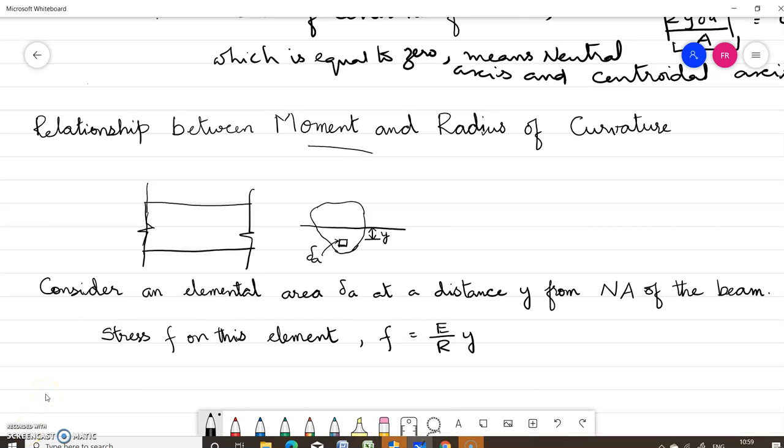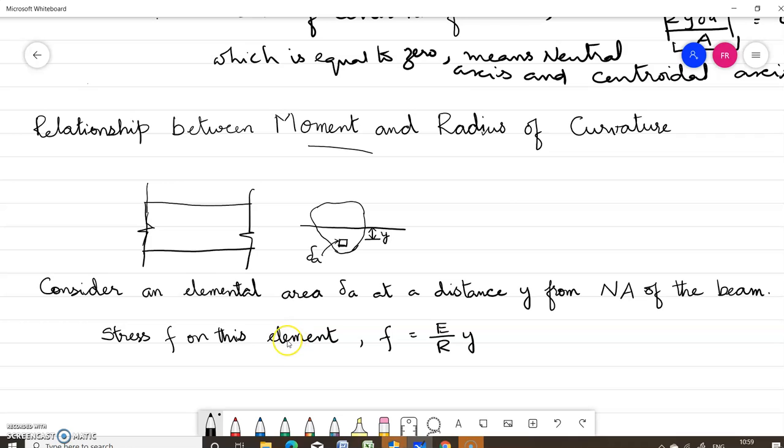Okay, now we'll see about the relationship between moment and radius of curvature. Consider an elemental area delta A at a distance y from the neutral axis in the beam. This is a beam, and let this be an arbitrary cross section of this beam. Consider a small elemental area delta A at a distance y from the neutral axis. Now this beam is subjected to bending.